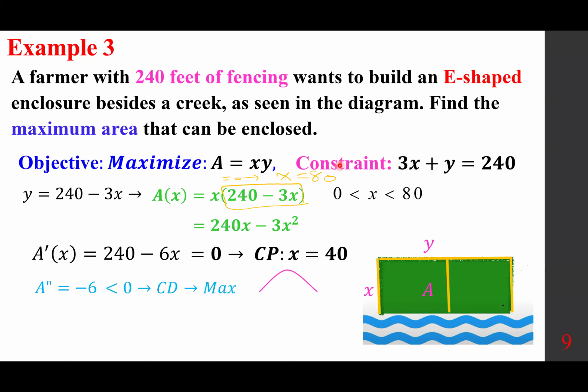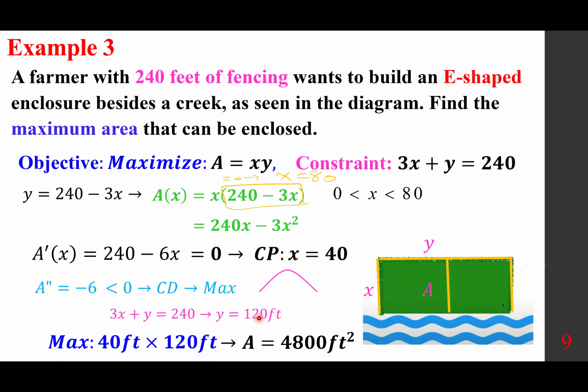When x is 40, we go back to the constraint, always, to find the missing y. 3 times x, which is 40, meaning 120, plus y is 240, and y becomes 120. So the maximum is 40 times 120, which is 4,800 square feet, everybody.